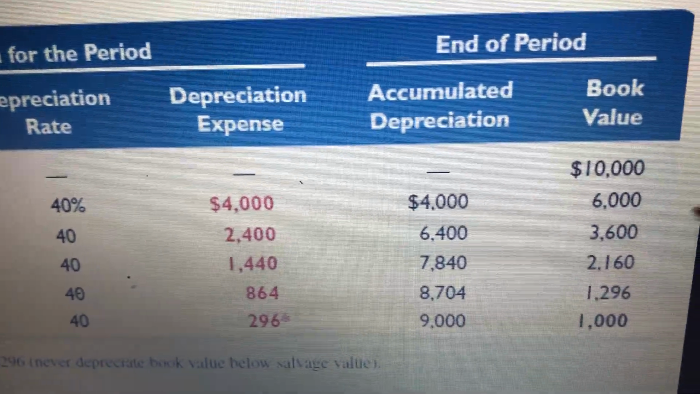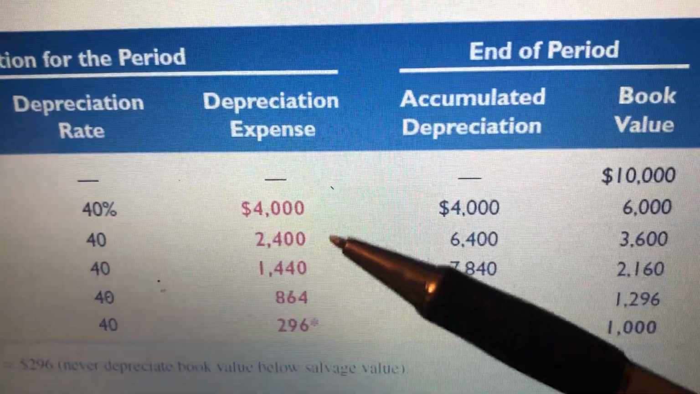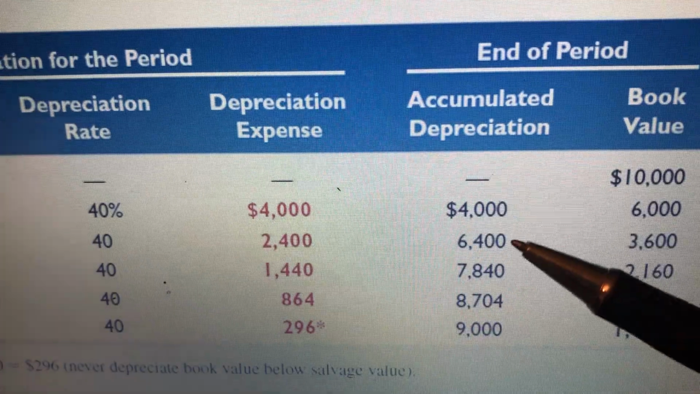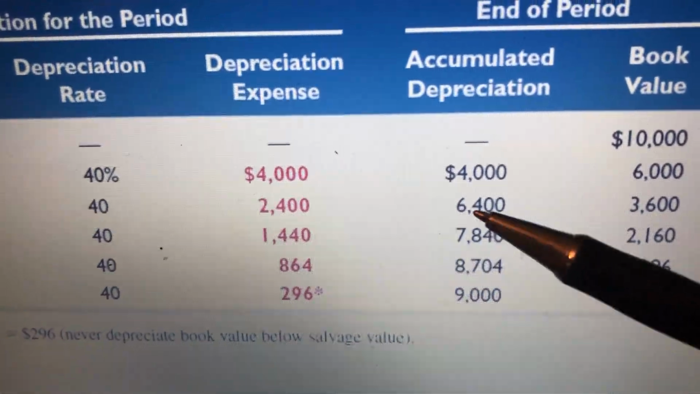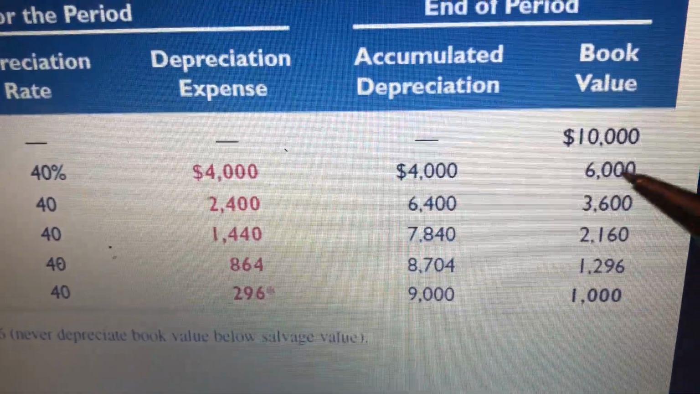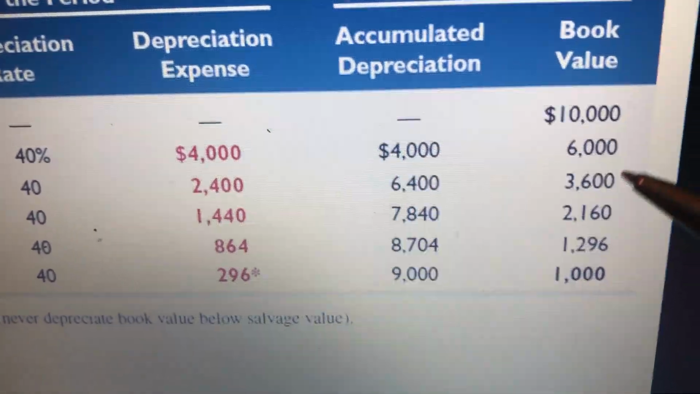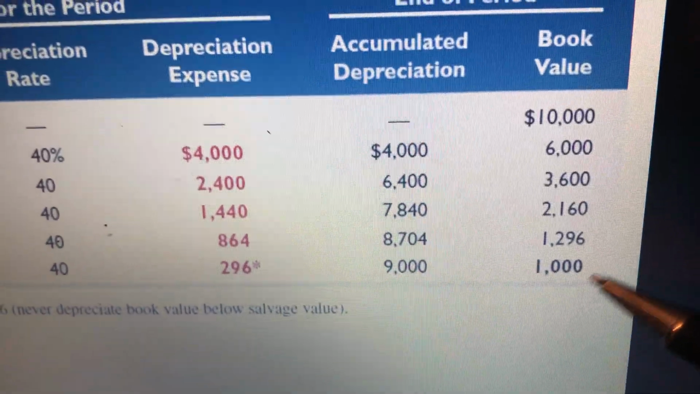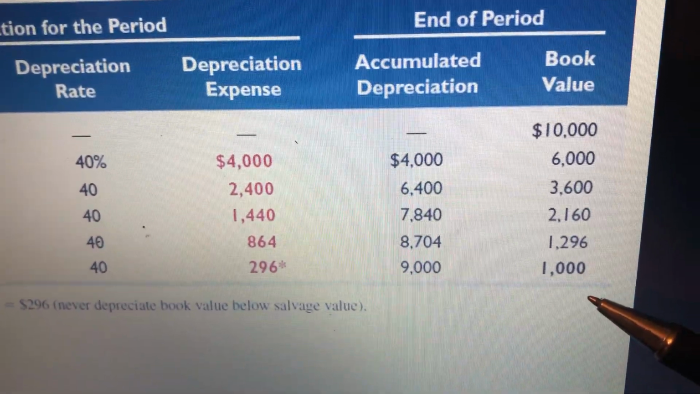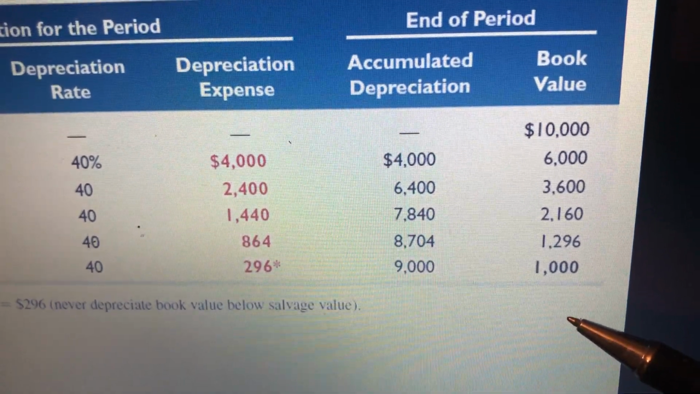Now, if you kept on going, these would be your accumulated depreciation amounts. 4,000 plus 2,400, 6,400. You'd subtract that from 10,000. That's where you get the 3,600. Until the last amount you would have would be $1,000, just like in the other one.